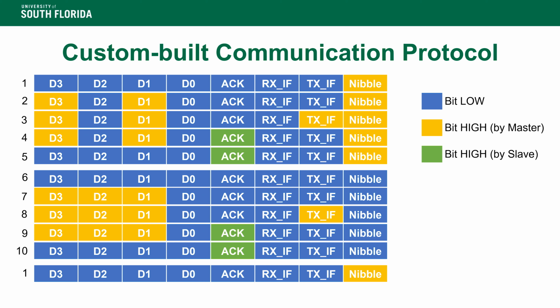The working of this protocol starts with the higher nibble by placing it on the 4-bit data line and then turning on the transmit ready interrupt flag. Once the slave receives the nibble, it turns on an acknowledge flag that indicates the master to send the next nibble and turns off the TXIF flag, which is the transmit ready flag. The lower nibble is sent in the same way.